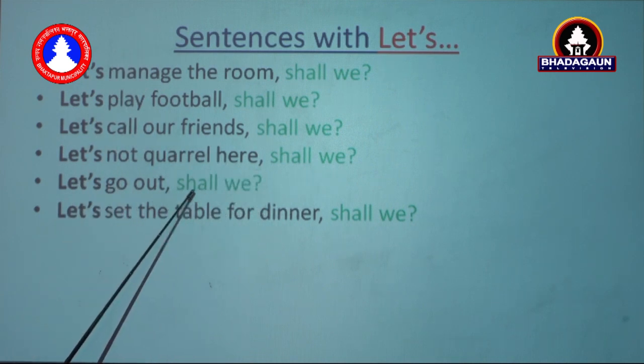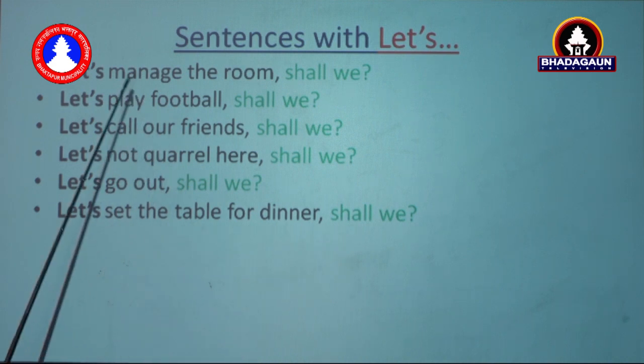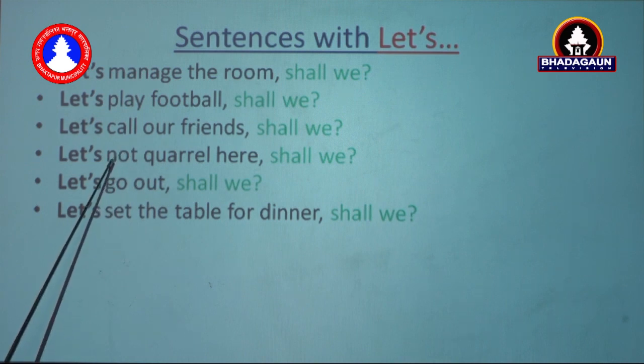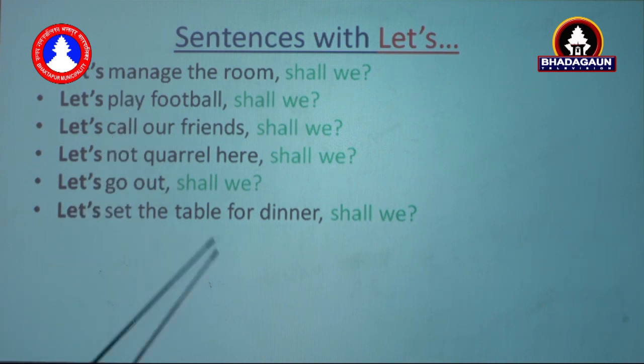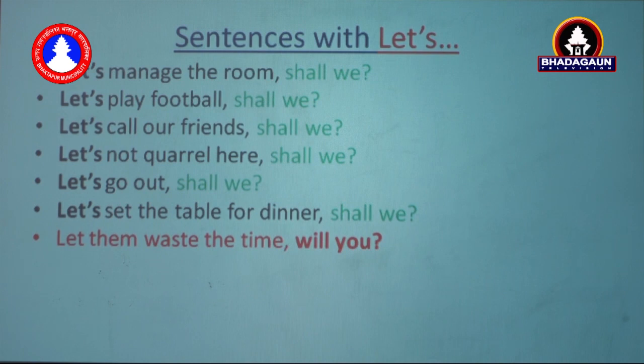Let's go out, shall we? Let's set the table for dinner, shall we? So, statements positive also, negative also here. So, only one tag is used with the sentences that generally start with let's. So let's see one example here, but here it is not let's, right? Only let is here, not apostrophe s. So, in this case, this is an imperative sentence, and for imperative sentences we use "will you".